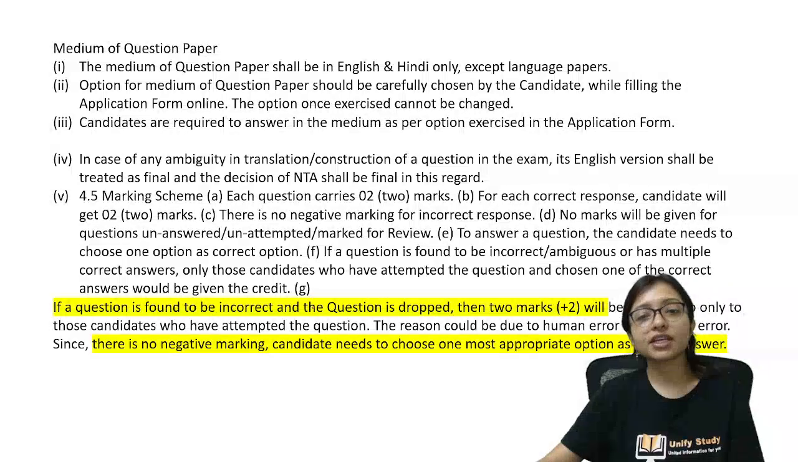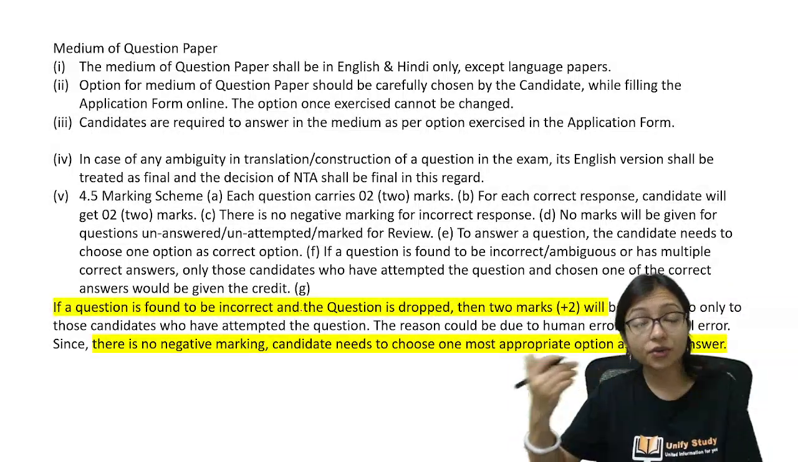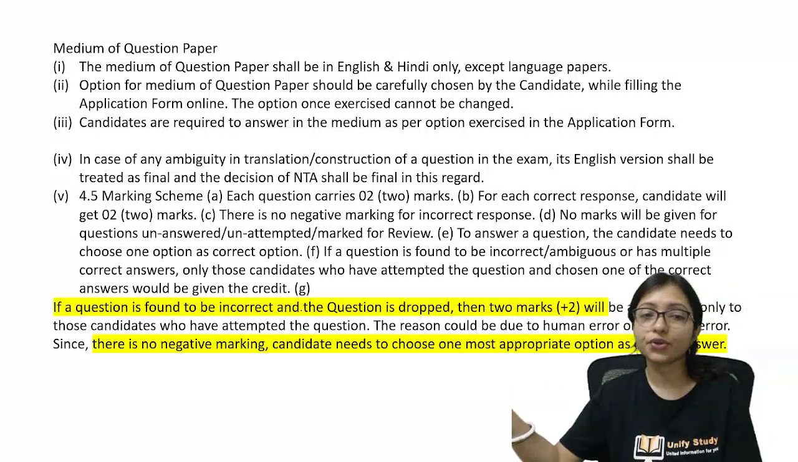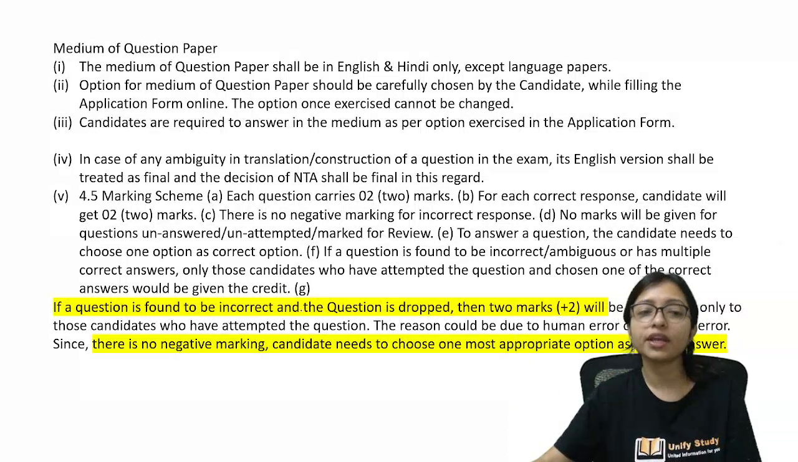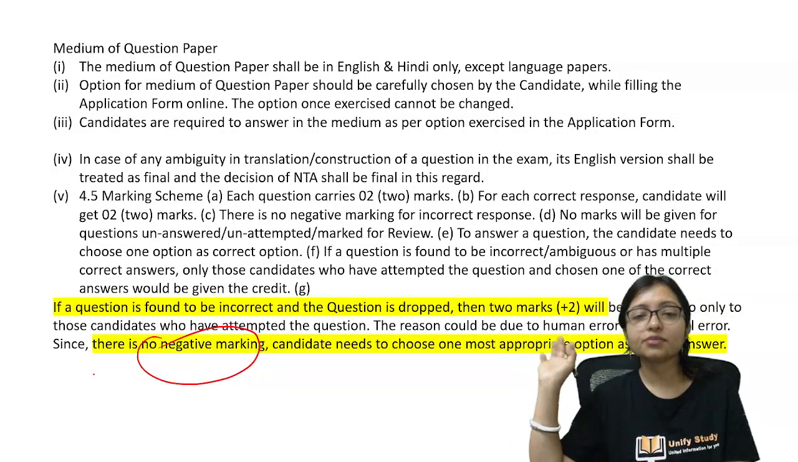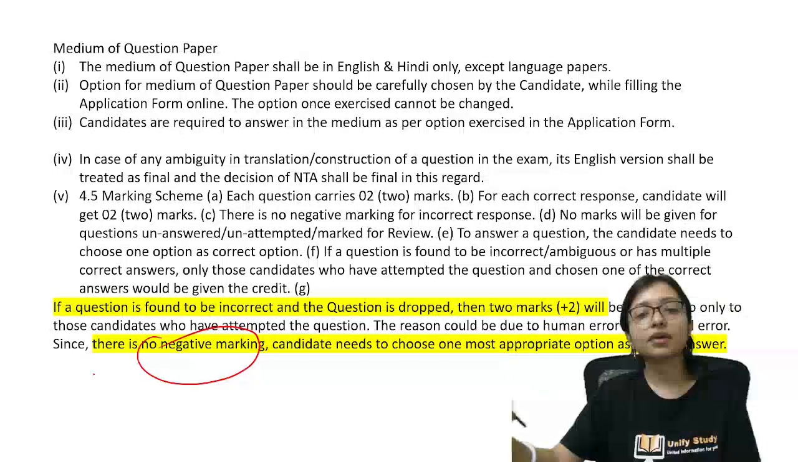Here is another change, about which so many questions were asked and so many videos were uploaded. Negative marking: there is no negative marking. All will be positive, so definitely attempt the whole exam. If there is any problem, they will drop the question.